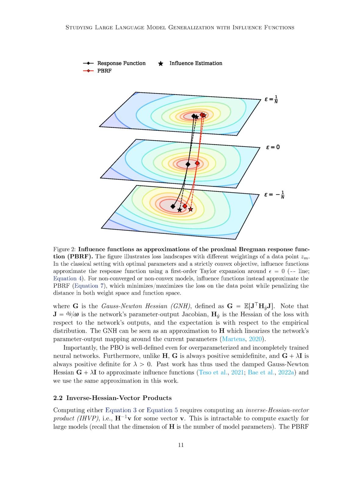What's important to note is that the PBO is applicable even to overparameterized and incompletely trained neural networks. Unlike the traditional Hessian matrix, the GNH is always at least 0, and by adding a positive lambda times the identity matrix, it becomes strictly positive. This improvement has been used to approximate influence functions in previous work and is also applied in the current study.